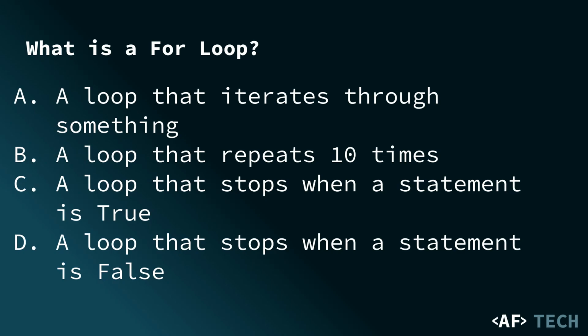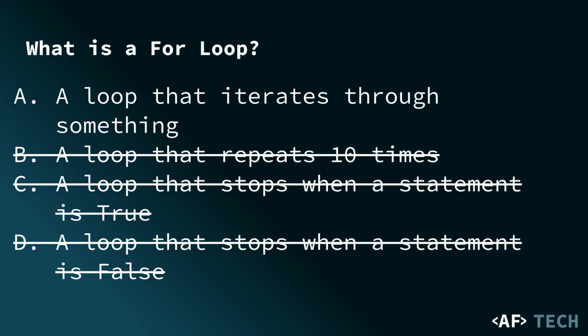What is a for loop? Does it iterate through something? Does it repeat 10 times? Does it stop when a statement is true? Or does it stop when a statement is false? It's a loop that iterates through something, for example, a list or tuple, or anything that you can iterate through.